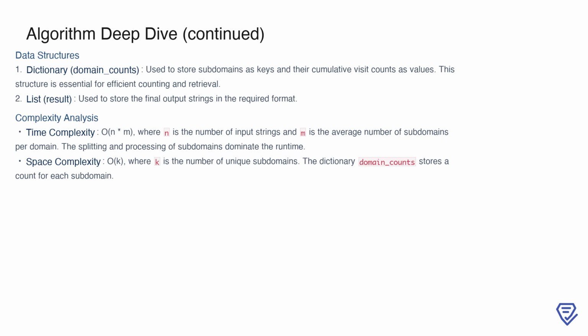From a complexity perspective, the algorithm is designed to handle large inputs efficiently. The time complexity is O(n*m), where n is the number of input strings and m is the average number of subdomains per domain. This accounts for the cost of splitting domains and updating the dictionary. The space complexity is O(k), where k is the total number of unique subdomains. This reflects the storage required for the dictionary entries. Together, these data structures and complexity considerations make the algorithm both effective and scalable.